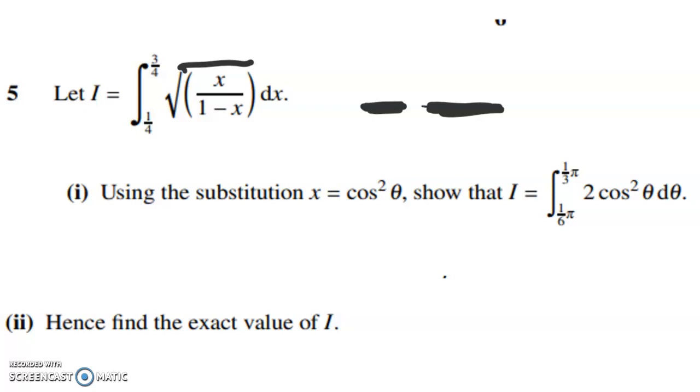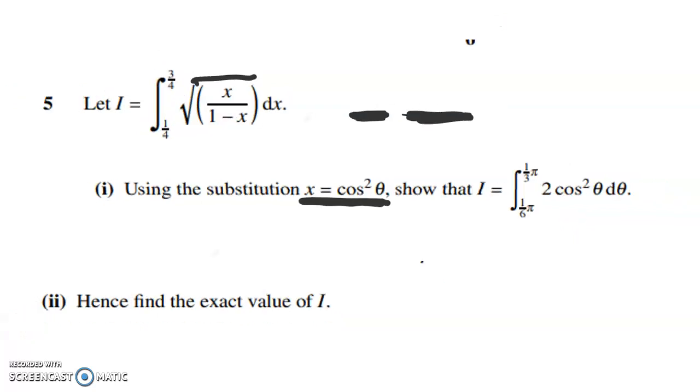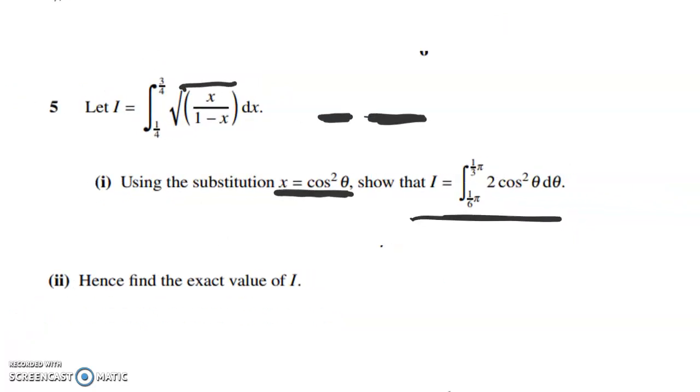And they've given me the substitution to use, right? So the substitution they're telling me to use is x equals cos squared theta. If I didn't get given that substitution, I would pick that substitution because I'm working with a square root. And the best way to get rid of a square root is to have a square underneath it. So we're going to do something in here that will get rid of the square root sign. So in this question, first we have to use that substitution and get this, and then we're going to find the exact value of the integral.